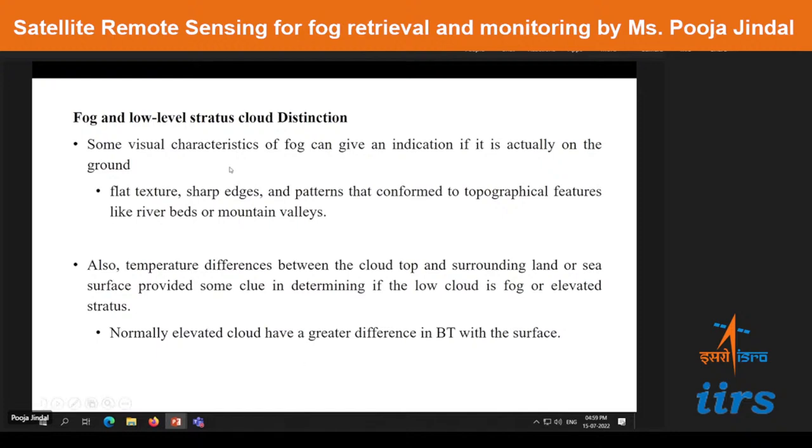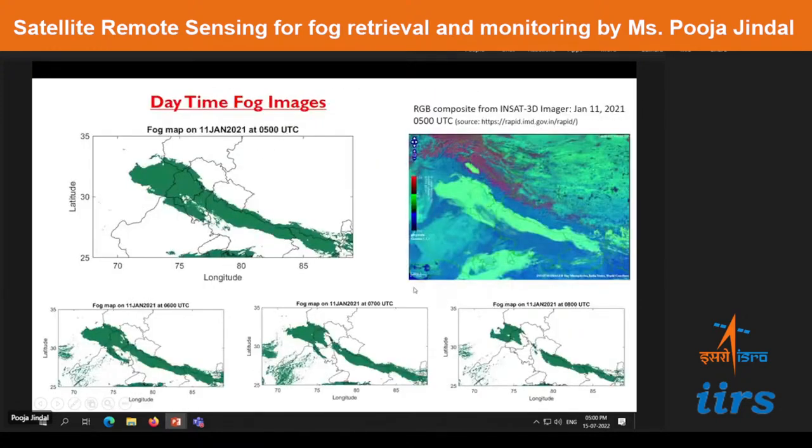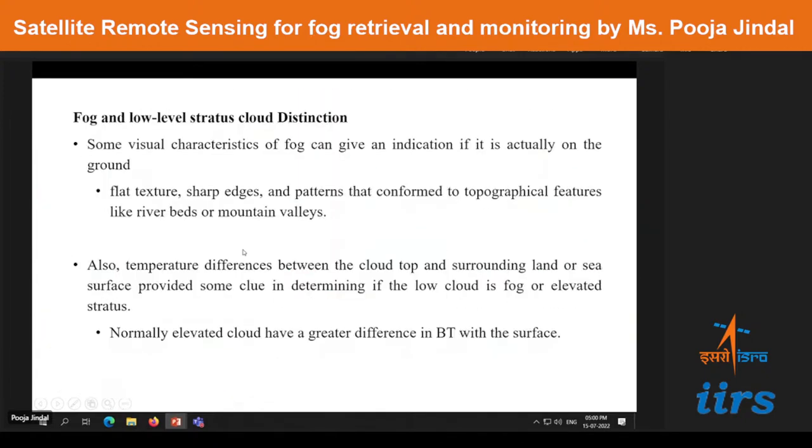We can use some visual characteristics of the fog. What visual characteristics? Fog has a flat texture, it has sharp edges, and it has a pattern that conforms to topographical features like a river bed or mountain valley. I already showed you that the fog always follows some pattern, like here. Here it is very clear. It is there on the foothills. If it is a cloud, it will be a little bit elevated, and if it is elevated, this kind of conformity to the topography will not be there. So this kind of thing we can use to distinguish the fog from the low level stratus.